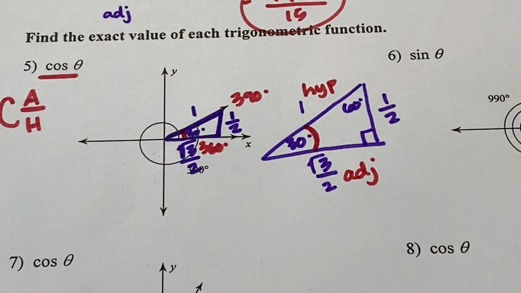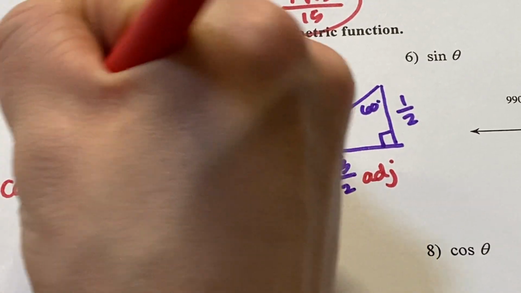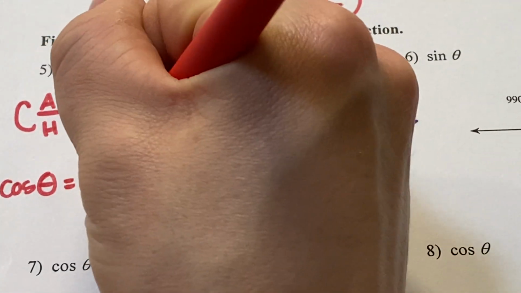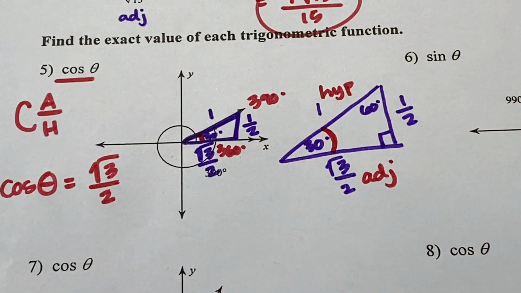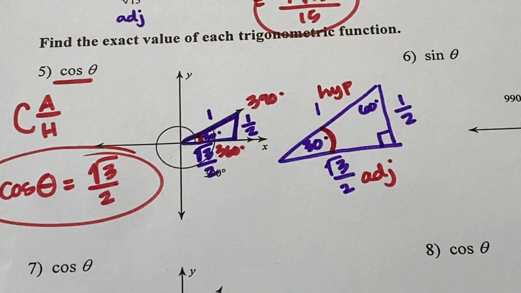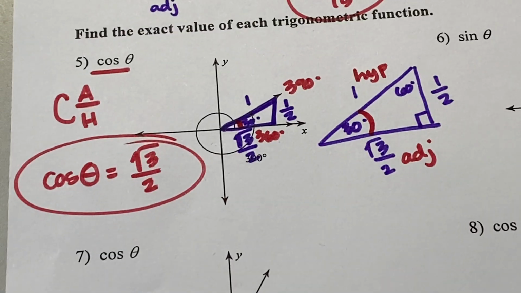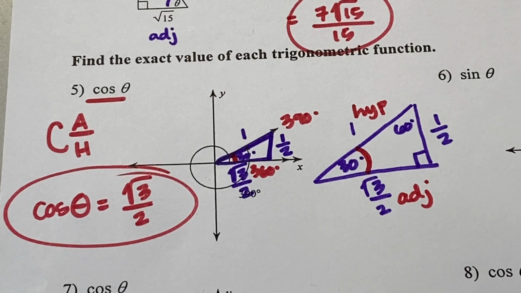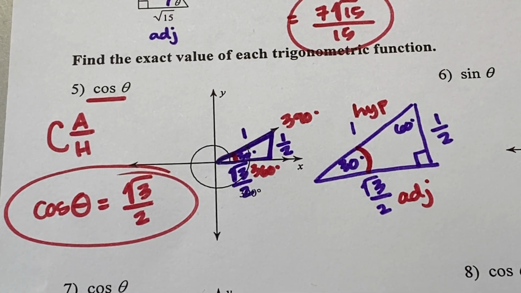Okay, now that I know those two sides, I can do cosine of theta. Cosine of theta, adjacent, root 3 over 2, over hypotenuse. Do I have to write over 1, you guys? Is that going to change my answer in math? No. Nope. So guess what? There's my answer. Root 3 over 2. Whoa. Crazy.